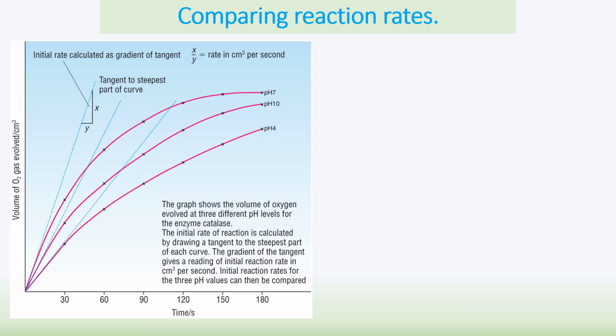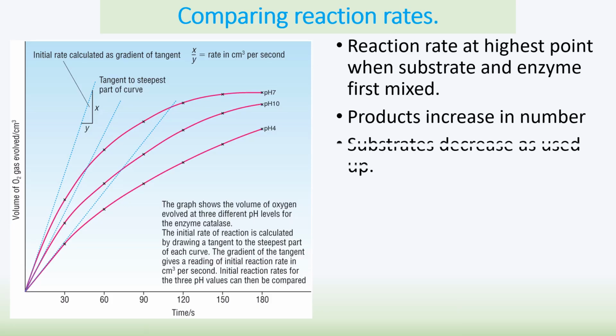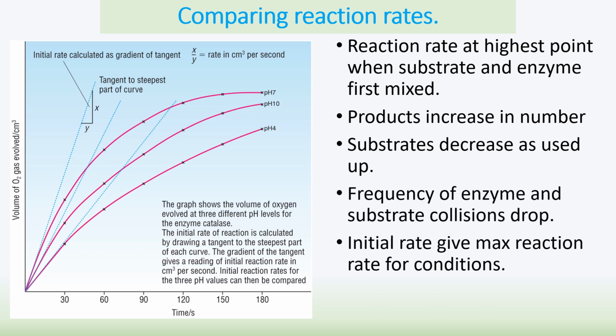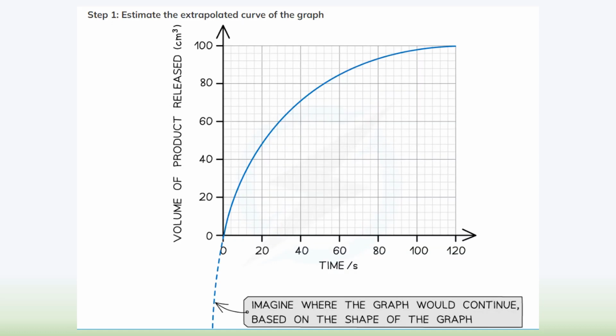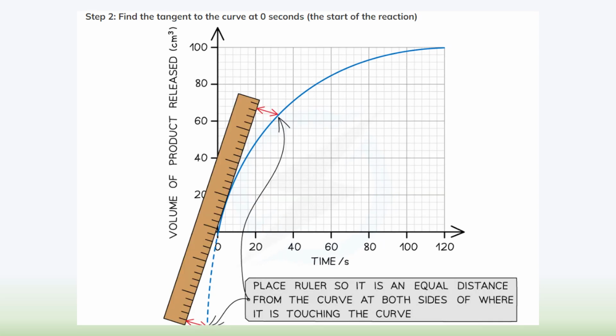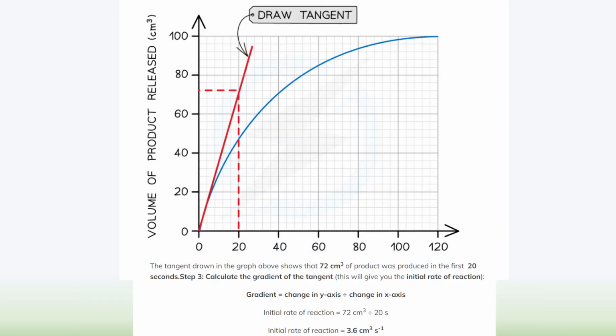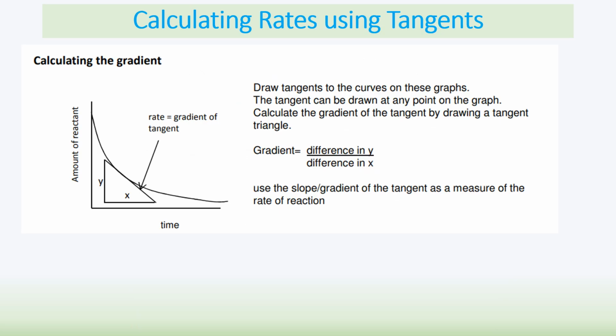We can do this by using a gradient, and this is a quick way of showing you how to do it. This needs to be covered in more detail and you need to practice this, but really quickly, you have your graph. Imagine the line continues from that graph. If I wanted to calculate the rate of reaction at the start, I would draw a tangent, and then I would calculate the initial rate of reaction by doing the volume divided by the time, the difference in Y divided by the difference in X.